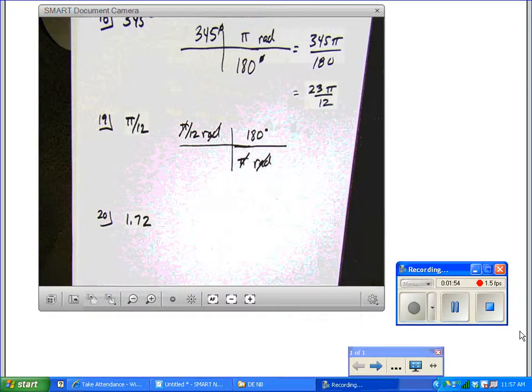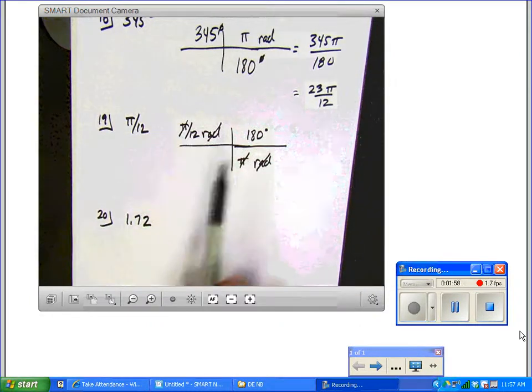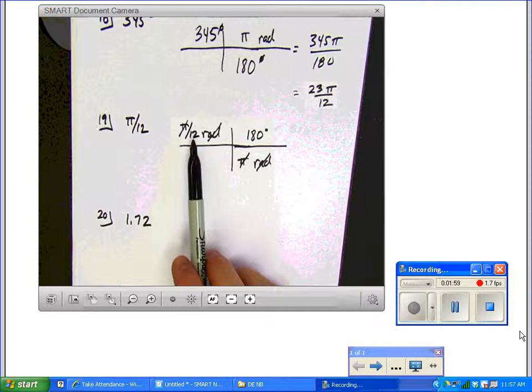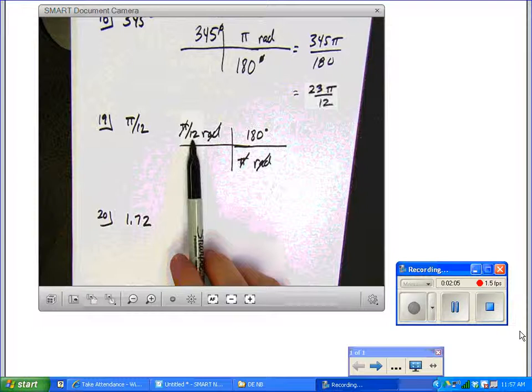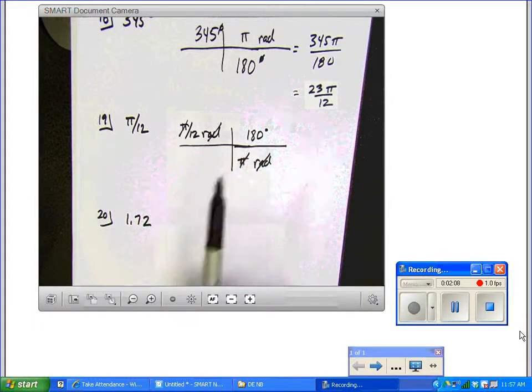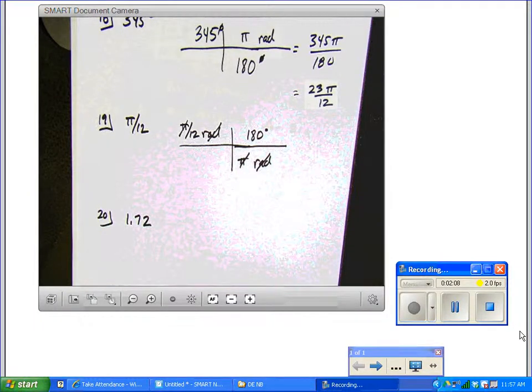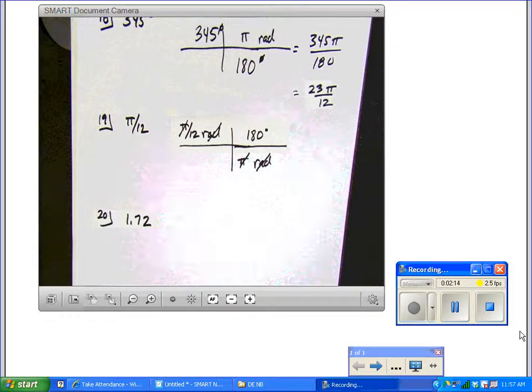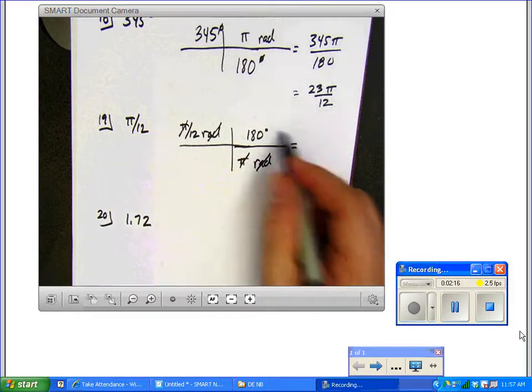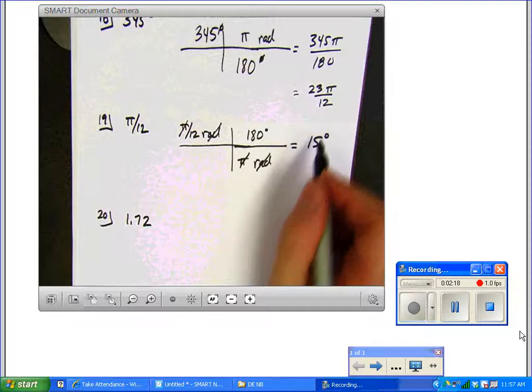And so this leaves us with 1/12 times 180. Now the mistake a lot of people made is they said 12 times 180. That's not just 12 here. The denominator is 12. So that's really 1/12 times 180. And 1/12 times 180 is 15. And so this would be in degrees here, 15 degrees.